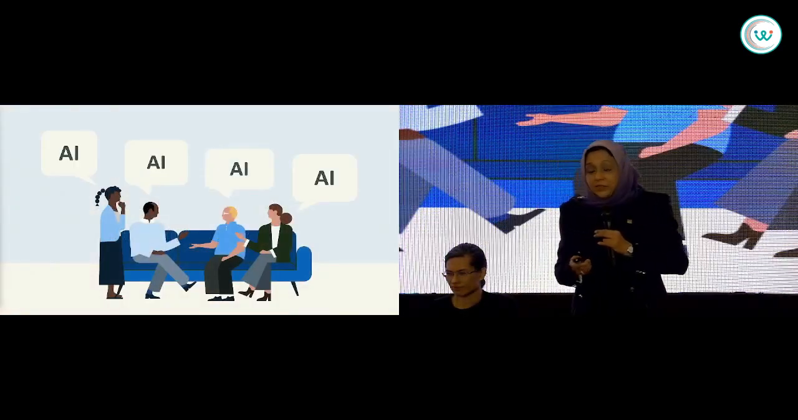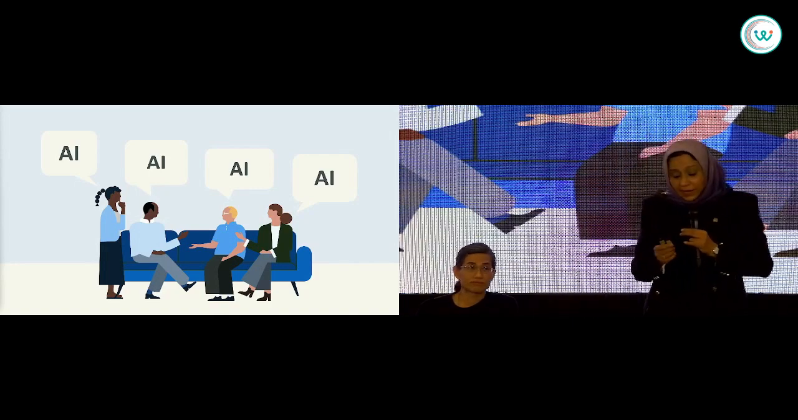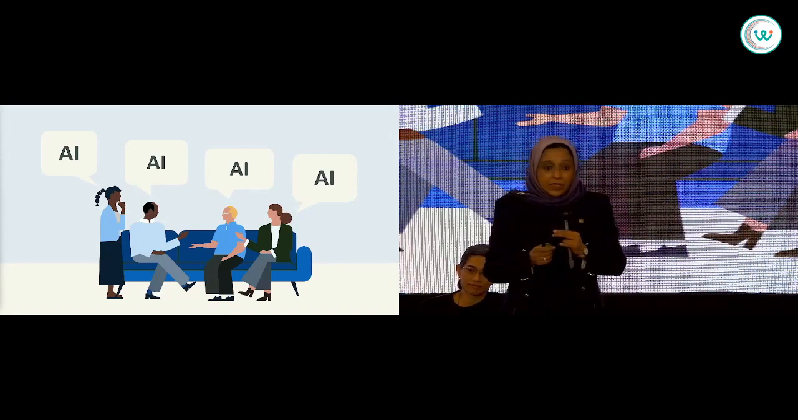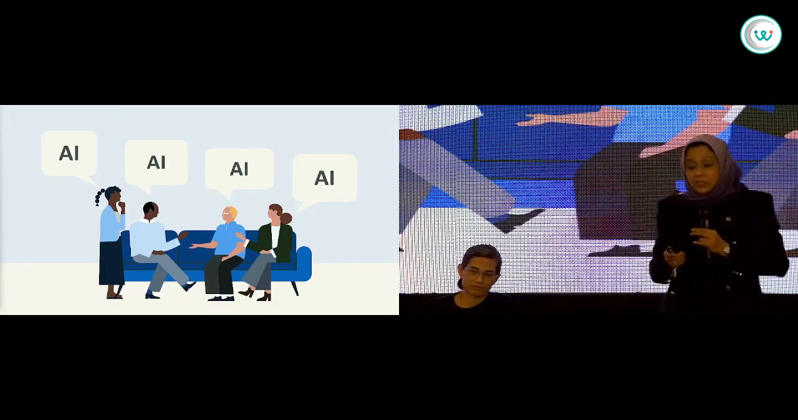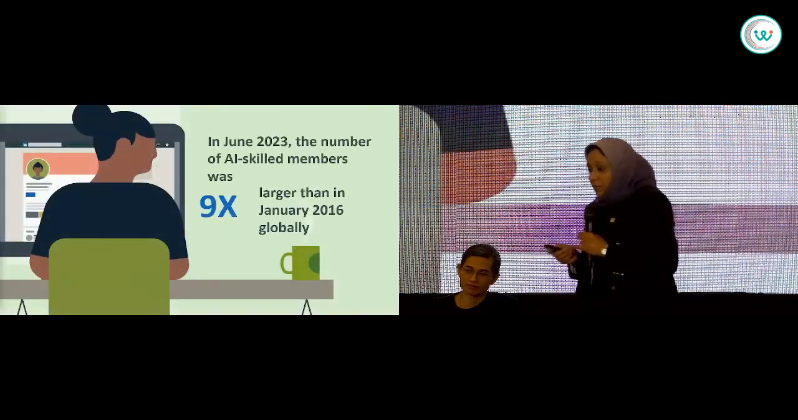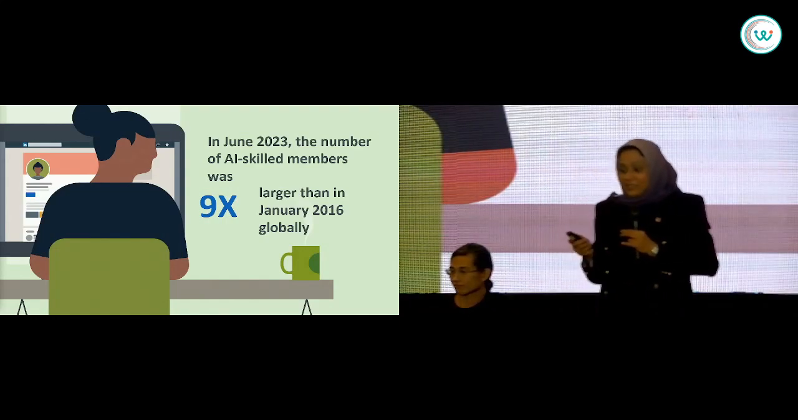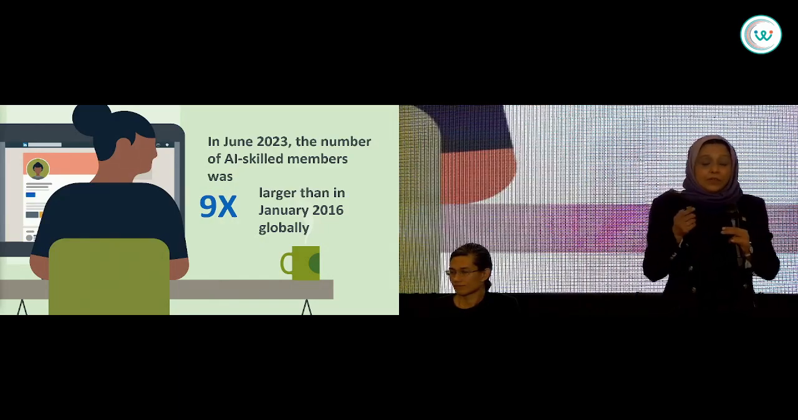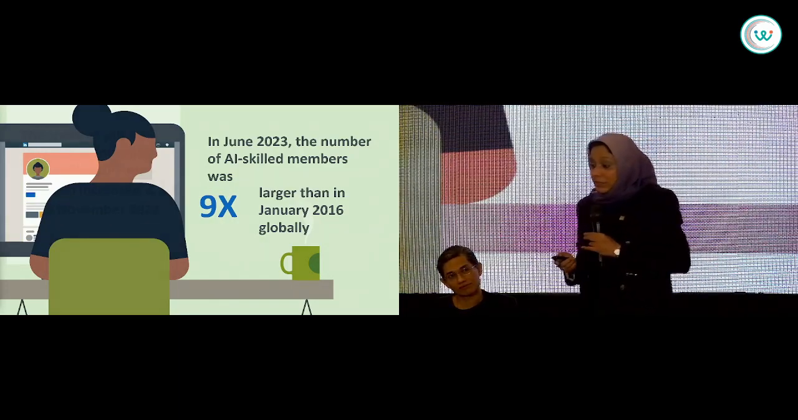And it would be remiss if I did not talk about AI. As we know, it is adding 1 trillion to the ASEAN GDP. It will be adding about 115 billion to Malaysia's productivity. And this is research that we had conducted. In June, the number of AI skilled members was 9 times larger than what was required in 2016 globally. And this is a number that we see continues to rise, that there is a demand for AI skilled talent.